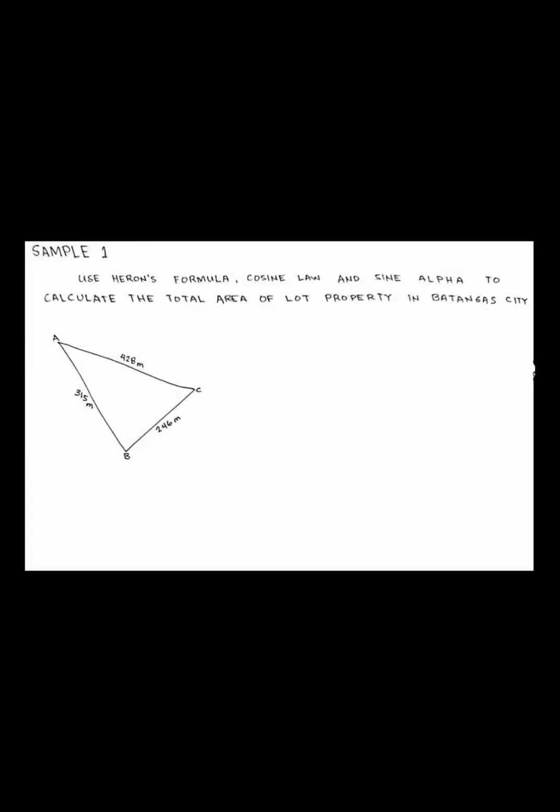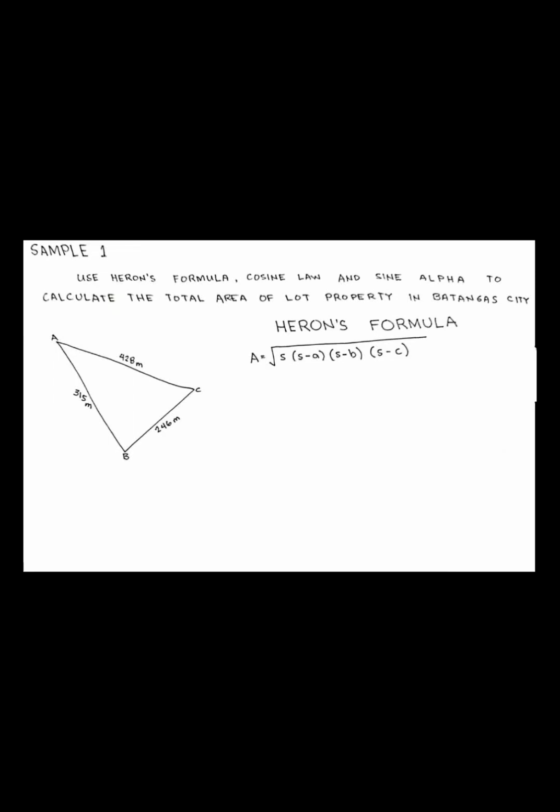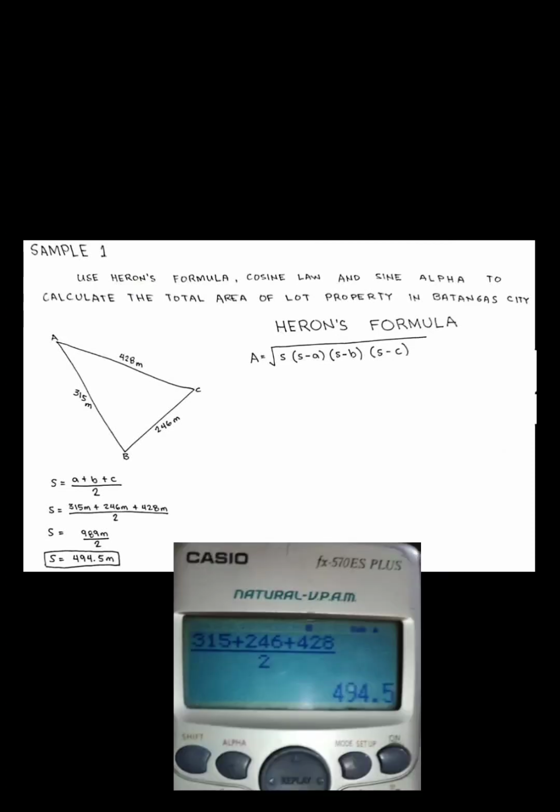Hello, let's try to solve this sample 1. Use Heron's formula, cosine law, and sine alpha to calculate the total area of a lot property in Batangas City. So we have here our figure with measurements corresponding to its sides. Since all sides are given in the problem, we can get the area by using Heron's formula. Here's the formula for Heron's, where capital A stands for area, small letters a, b, c stand for the sides, and the S stands for the mean of the sides. Here's the formula for getting the mean. Add all sides and divide by 2.